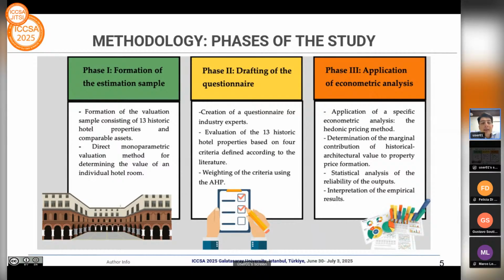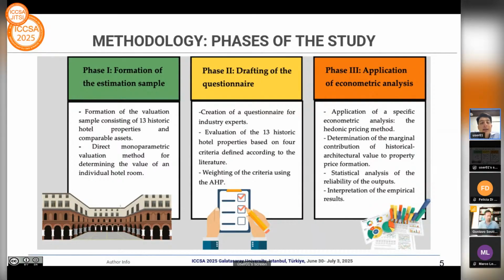In the second phase, we draft the questionnaire. So there is a creation of a questionnaire for industry experts with the evaluation of the 13 historic hotel properties based on 4 criteria defined according to the literature. And after, we have the weighting of the 4 criteria with the AHP, analytic hierarchy process.